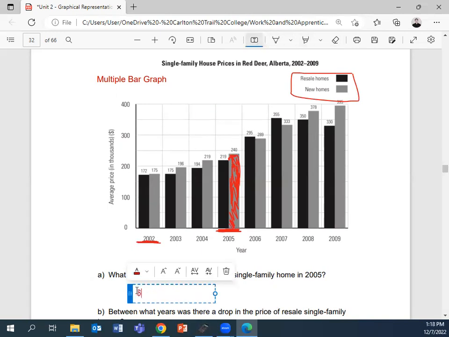It's going to be $240,000 because that's the scale that it's in. So the answer in this case is going to be $240,000.